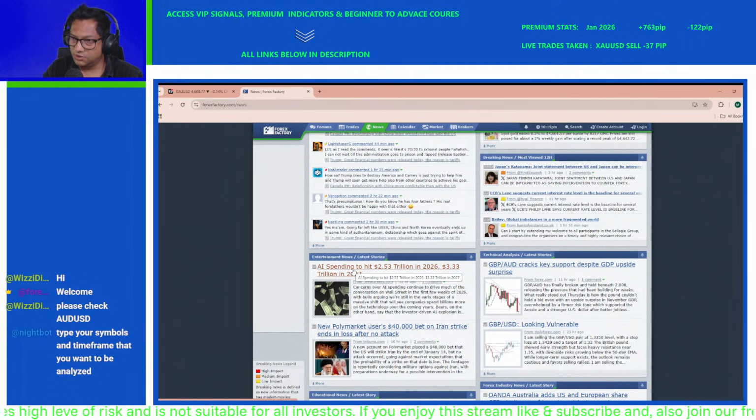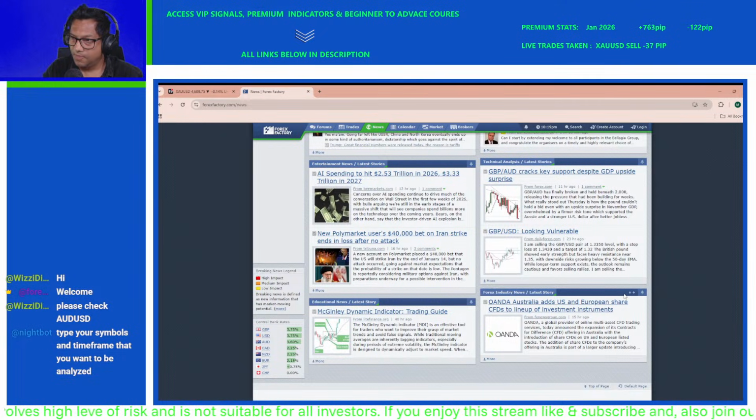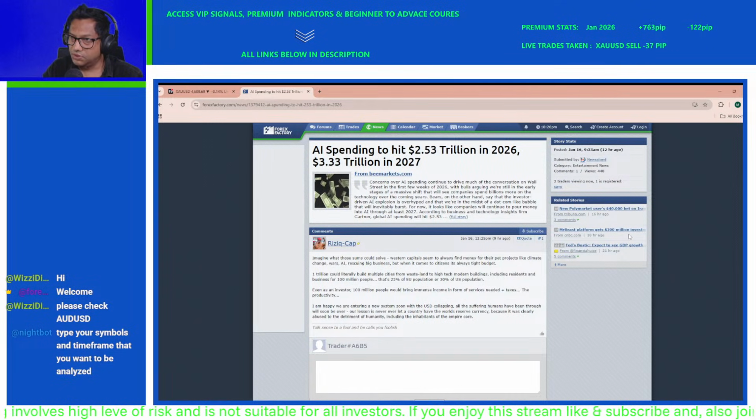So here there's some other news as well. Concerns over spending continue to drive much of the conversation on Wall Street in the first few weeks of 2026. Bulls are saying we are still in the early stage of a massive shift that will see companies spending billions more on technology over coming years. Bears, on the other hand, say investors are driven by AI expansion.